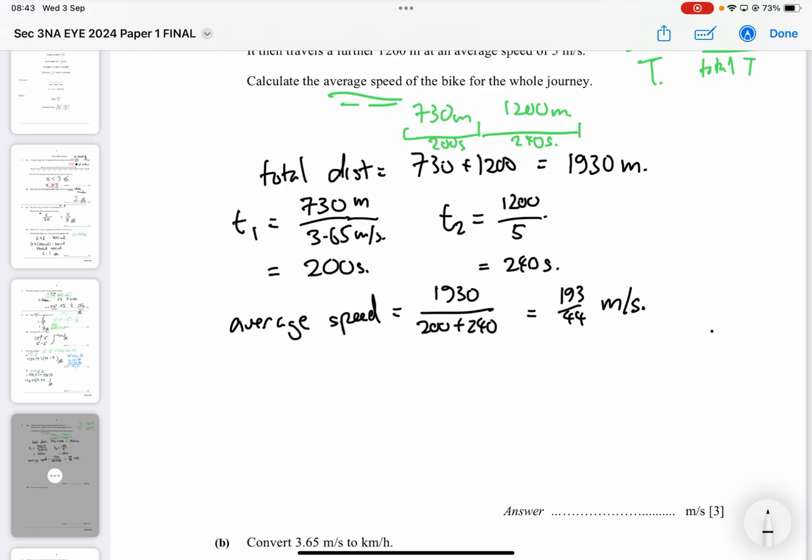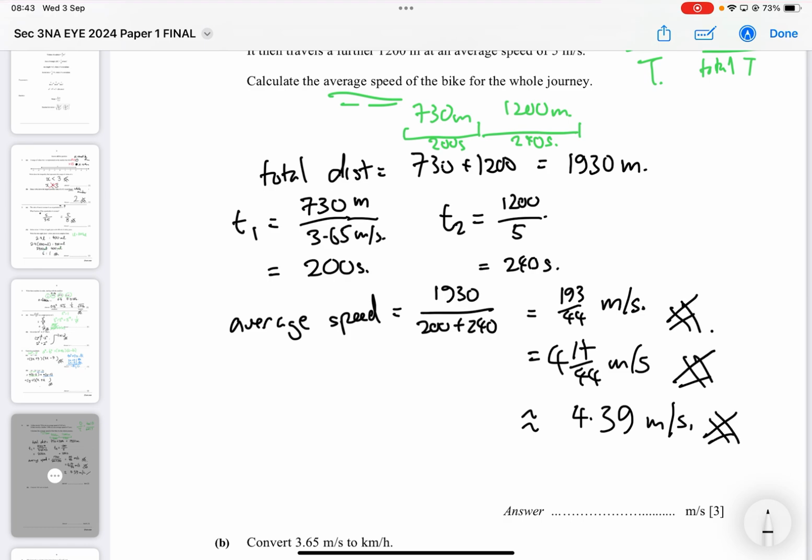You can give the answer in any form. 193/44, you can give 417 over 44 also can. You can also give 4.39 meter per second also can. All will give you your full marks.